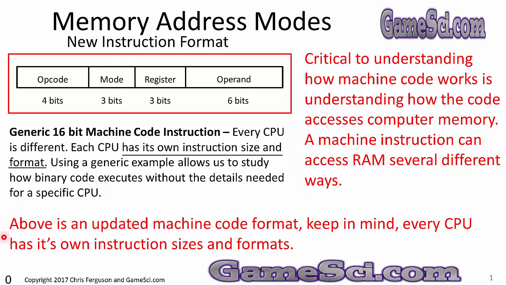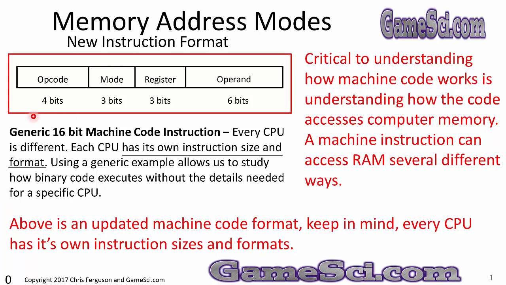Above is an updated machine code format. Keep in mind, every CPU has its own instruction sizes and formats. This is a generic 16-bit machine code instruction. Every CPU is different. Each CPU has its own instruction size and format. Using a generic example allows us to study how binary code executes without the details needed for a specific CPU.